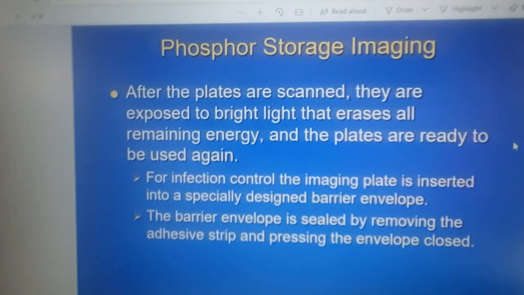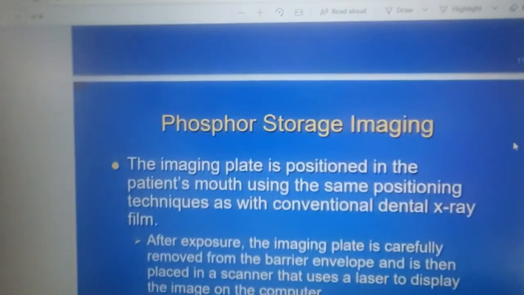So for the sake of infection control, the imaging plates, which are our thin flexible plates, are inserted into specifically designed barrier envelopes, because with these plates, they can be reused over and over again. So we must be very strict with our infection control. And then from there, our barrier envelope is sealed by removing the adhesive strip and then pressing the envelope closed. So that's essentially how we maintain infection control when it comes to phosphor storage imaging.